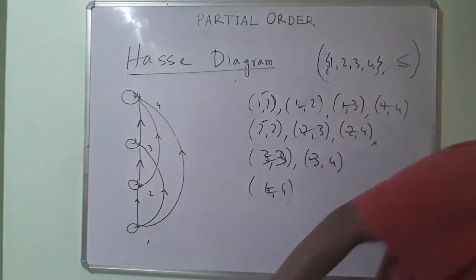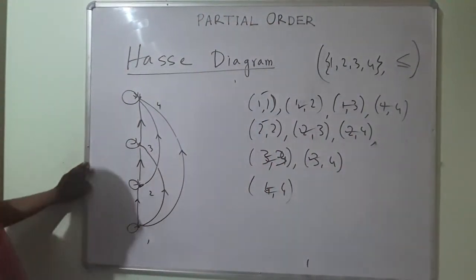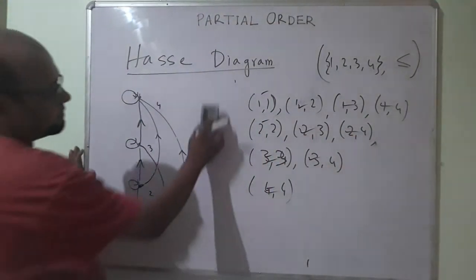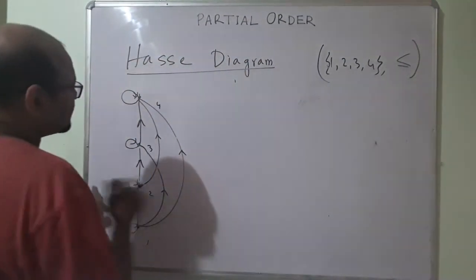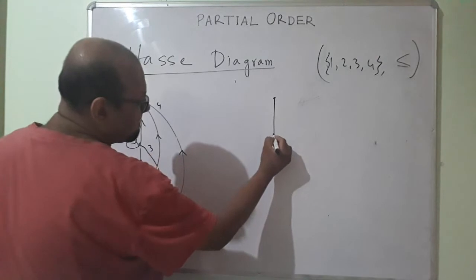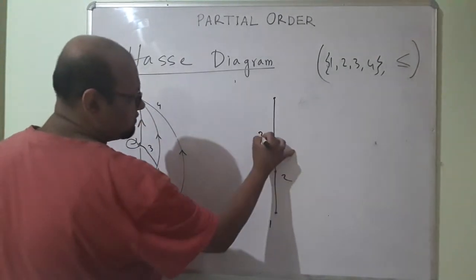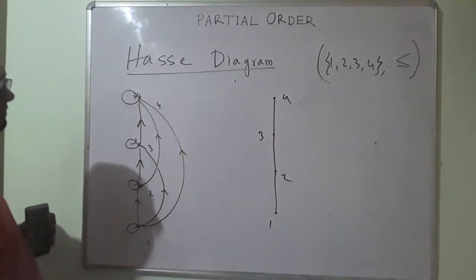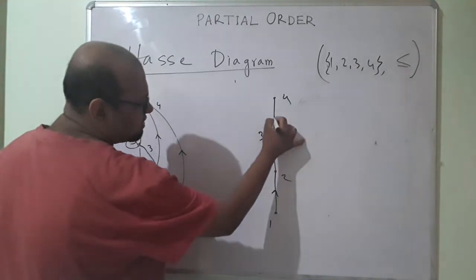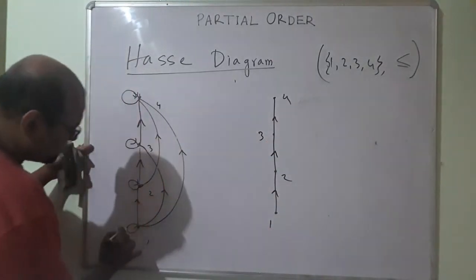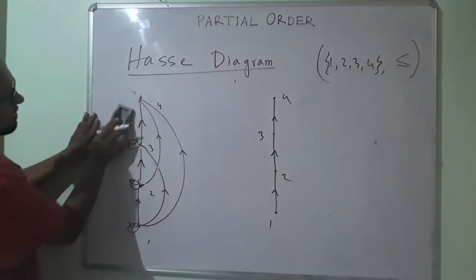Okay. From this normal diagram, let us now try to find out the Hasse diagram. Okay. Once again, it is 1, 2, 3, 4. Okay. And this is my Hasse diagram. I have eliminated all these self loops. Okay, this one I have eliminated, this and this I have eliminated. Alright.